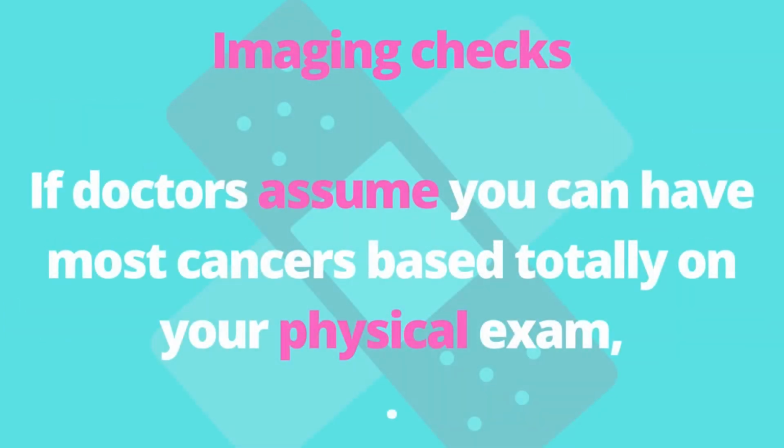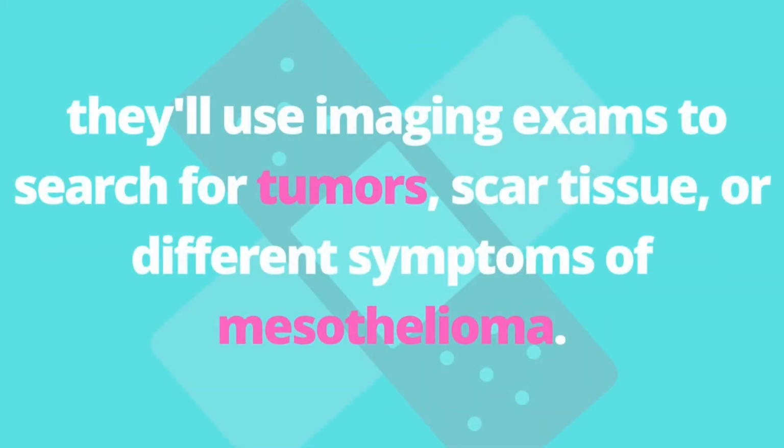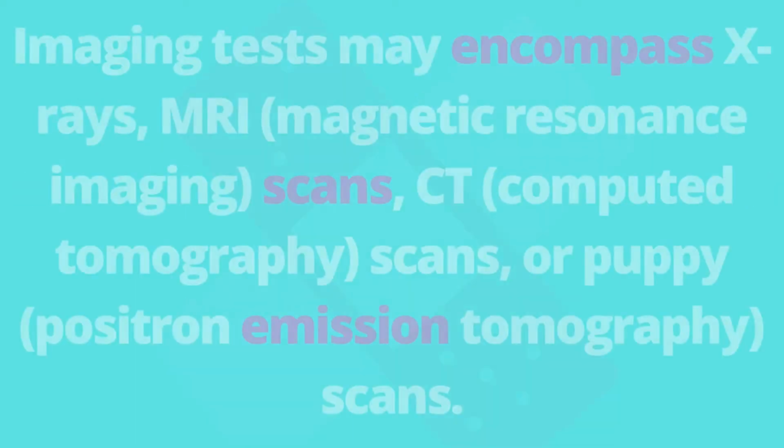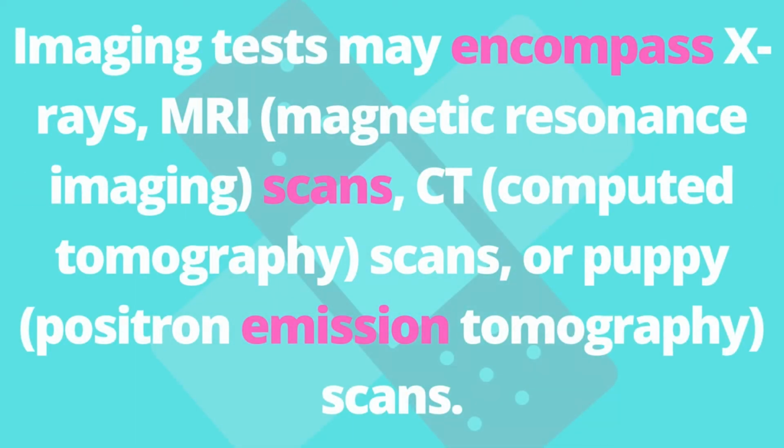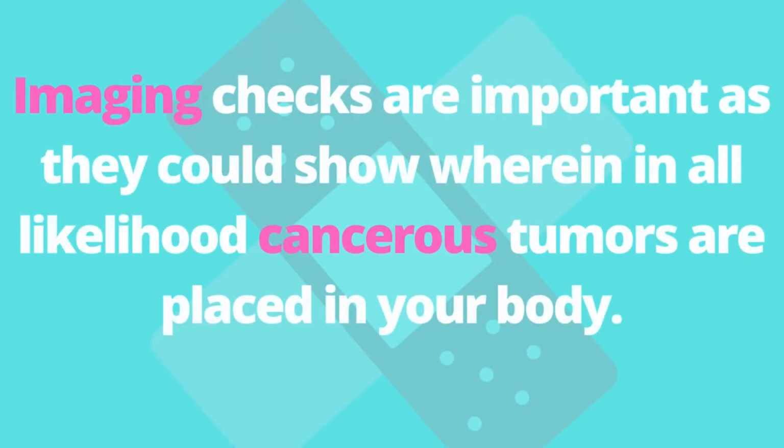Imaging tests. If doctors think you may have cancer based on your physical exam, they'll use imaging tests to look for tumors, scar tissue, or other signs of mesothelioma. Imaging tests may include X-rays, MRI scans, CT scans, or PET scans. Imaging tests are important as they can show where possibly cancerous tumors are located in your body.